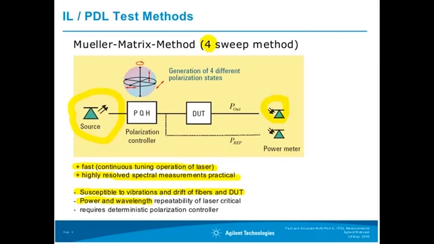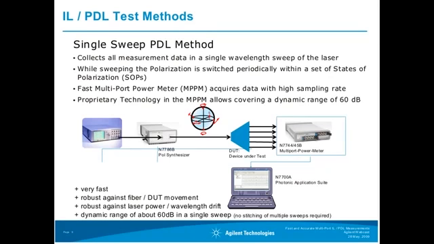And of course, these shortcomings lead to the point that there is a need for a better solution. And Agilent would like to introduce the single sweep PDL method. This method works in a slightly different way. It collects all the measurement data in a single wavelength sweep of the laser. So we do one sweep and we collect all the data we need to do the PDL calculation. That is done by the following, as I explained here in the following bullet point.